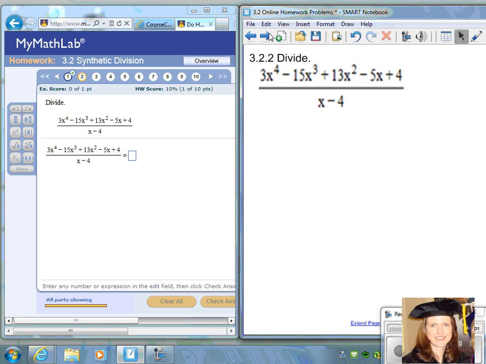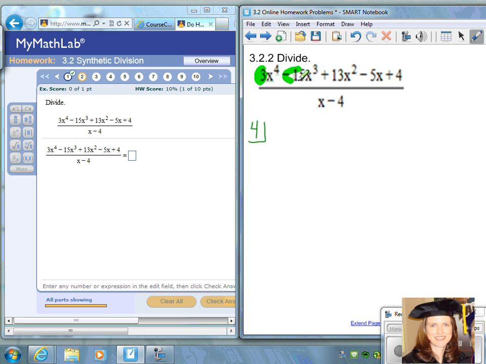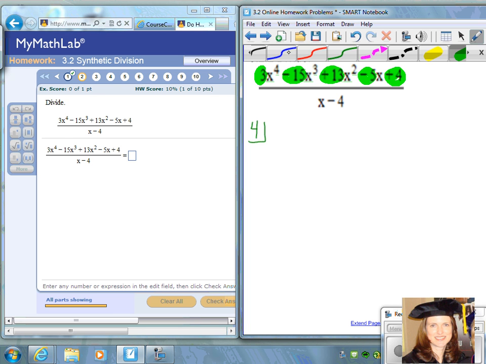Okay, let's look at number 2. This is similar, just starting off with a larger polynomial in the numerator. We are going to put the number in the box. This is an x minus 4, so we put a positive 4 in the box. We're going to be looking at the coefficients. The coefficient here is a 3, the coefficient here is a negative 15, a positive 13, a negative 5, and a positive 4. We're going to use those numbers next to that in the box.